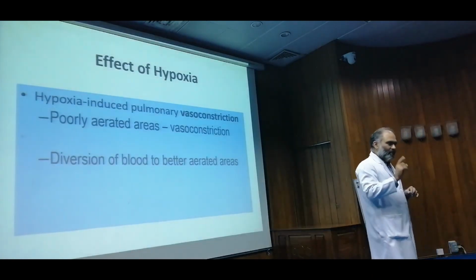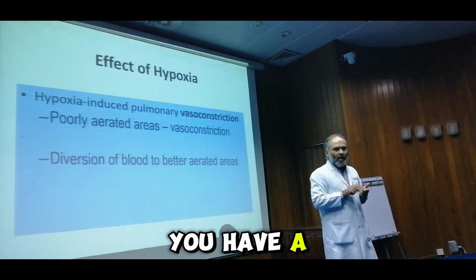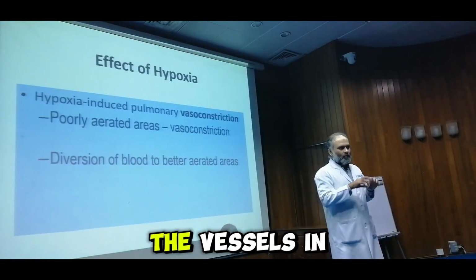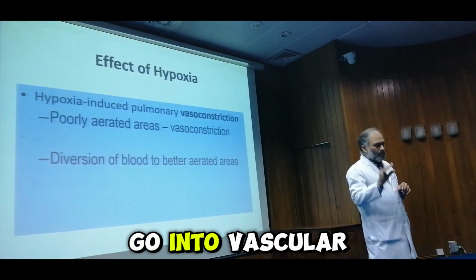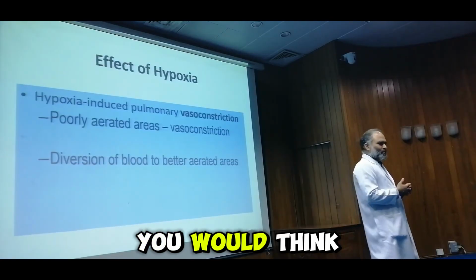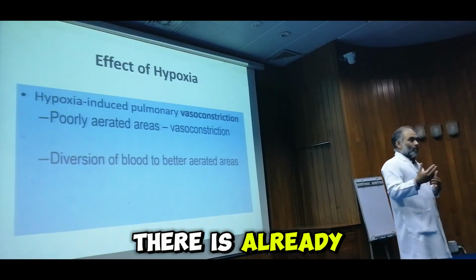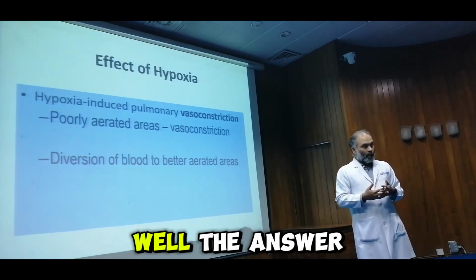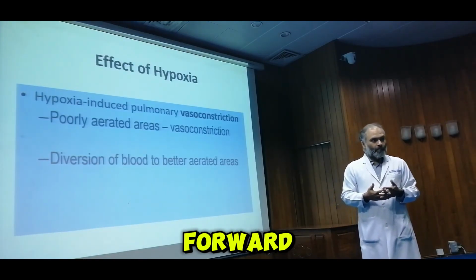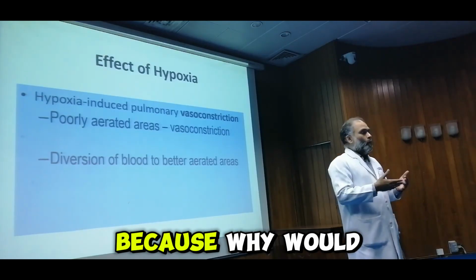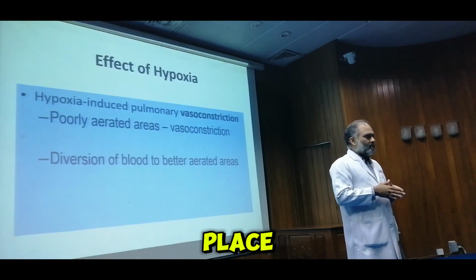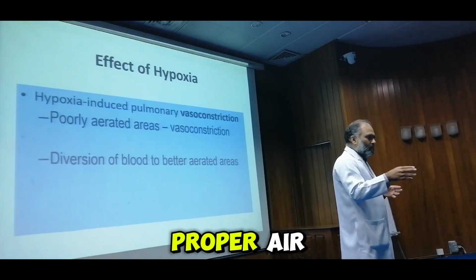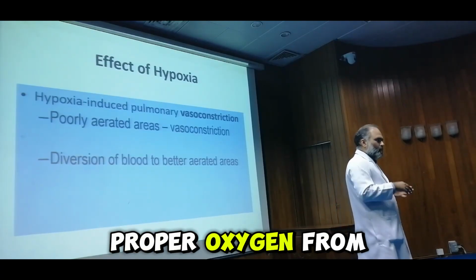However, very interestingly, if you have a hypoxic situation inside the lung, the vessels in that area will go into vasoconstriction. You would think, why? There is already hypoxia. Why are we vasoconstricting those vessels? Well, the answer is pretty straightforward. Why would you dilate them in the first place? The area is hypoxic. The area is not receiving proper air, proper oxygen from outside.